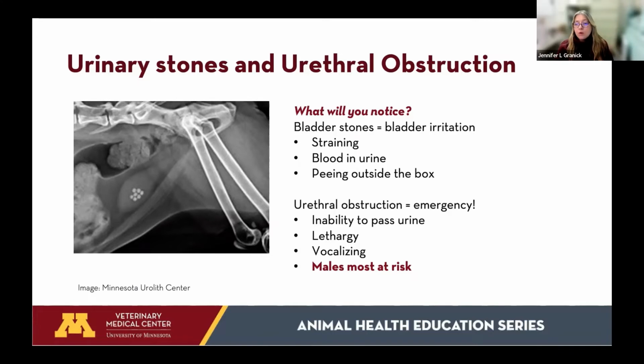Male cats are more at risk for obstruction of their urethra from stones or sand. And the reason why is that their urethras are longer, but they're also thinner. And so it's harder for stones to pass through them. And so it's most of the time male cats that get into this emergency situation if they have stones that block their urethra.